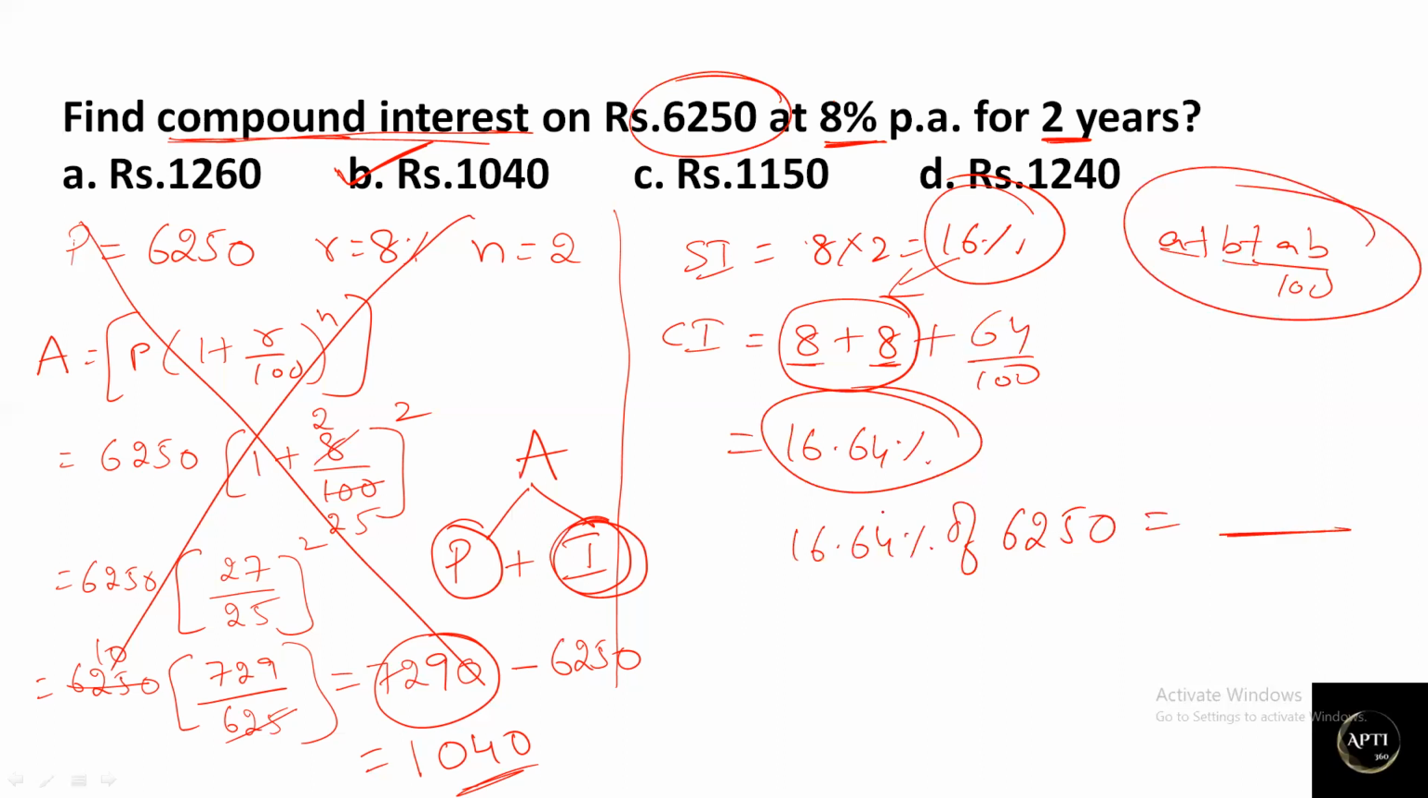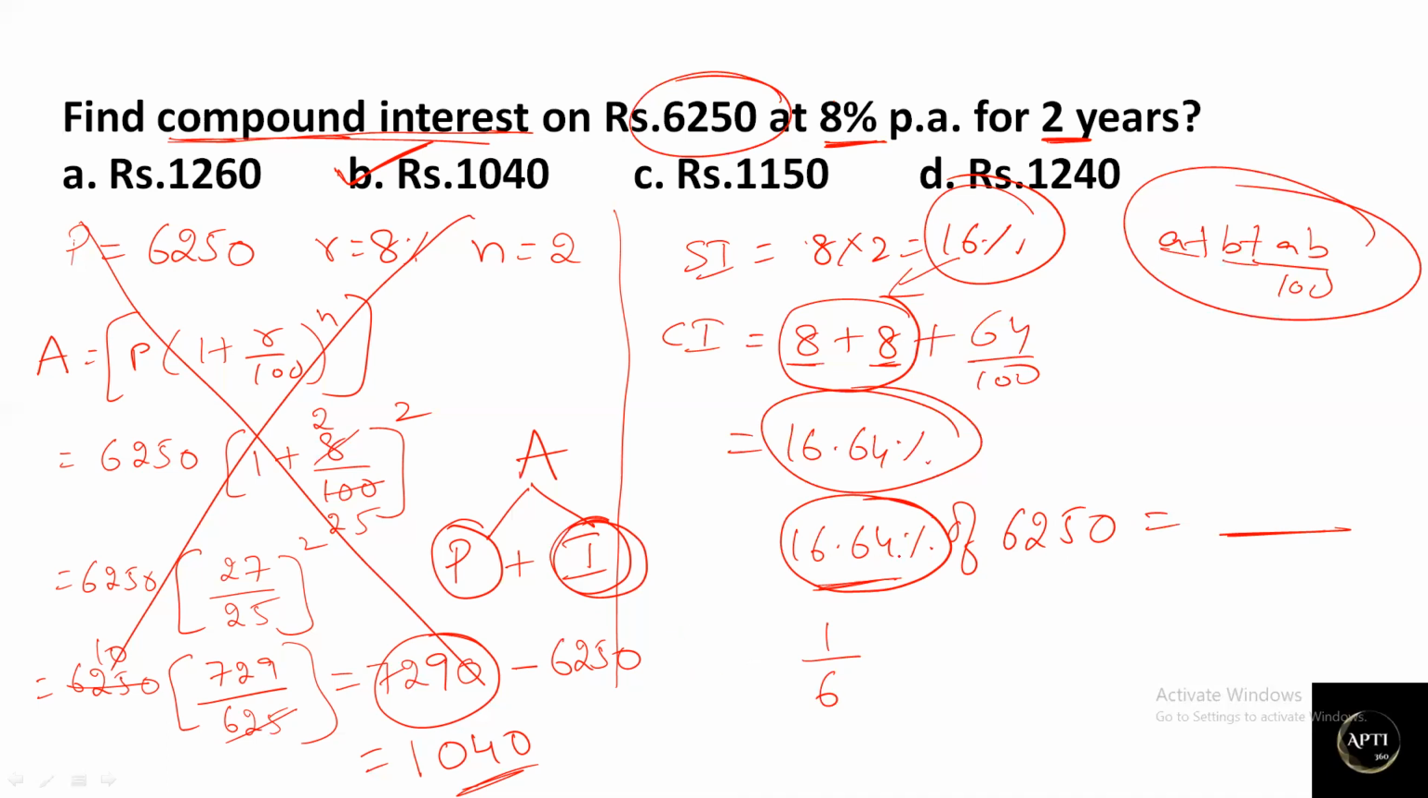Now I will tell you the simplest way to calculate this also. You may feel, sir, how can we calculate 16.64% of 6,250? Now if you observe this percentage, we can convert it into fractions. Now 16.64, can I write it as 1 by 6? What is 1 by 6 means?